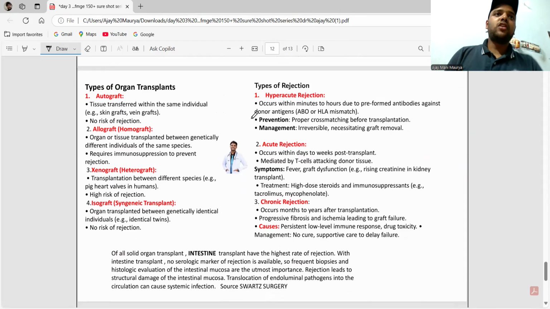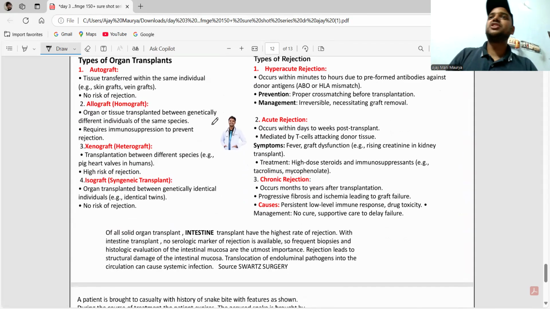Allograft means organ or tissue transfer between genetically different individuals of the same species. Like my mother's skin graft to me here. Allograft. Xenograft means what? Xeno means foreign. What is xenophobia? Fear of strangers.